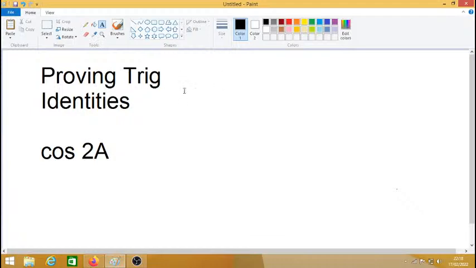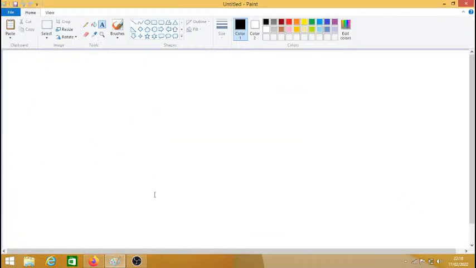This is pure maths year 2 of the Edexcel Pearson UK syllabus. Today we're looking at proving trig identities, and this time it's going to be involving cos 2a.